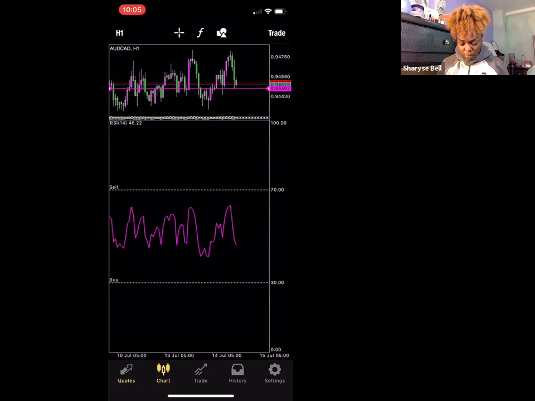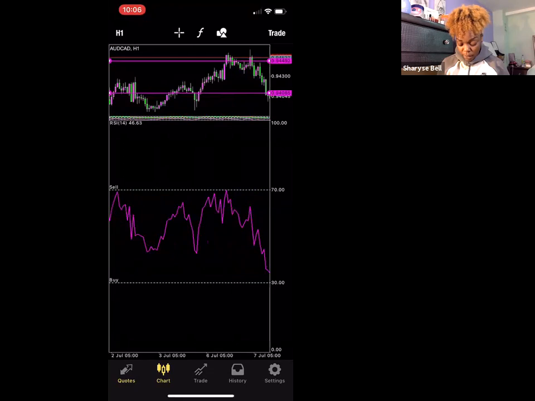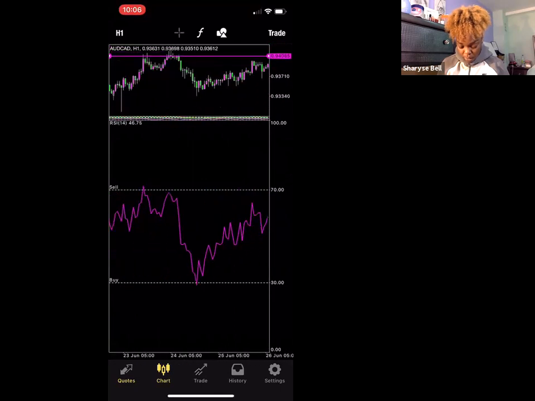So, 30 and below is oversold. You want to start looking for your buy areas. 70 and above is overbought. You want to start looking for your sell areas. If we can see right here, the market came up to the 70 point and then it dropped. See over here, market came up to the 70 point and then it dropped. And then boom, right here as well, market went down to the 30 point and then turned around, 70 point and then dropped. So it is fairly accurate.